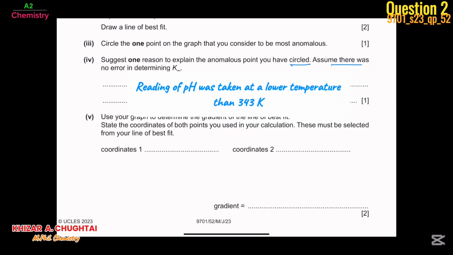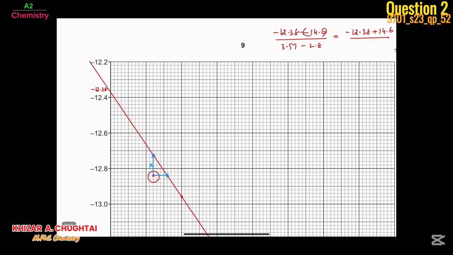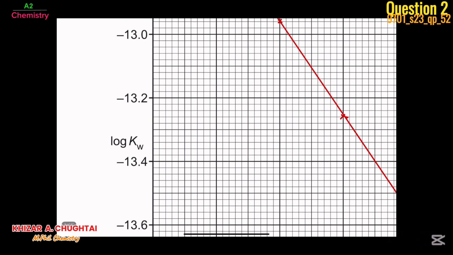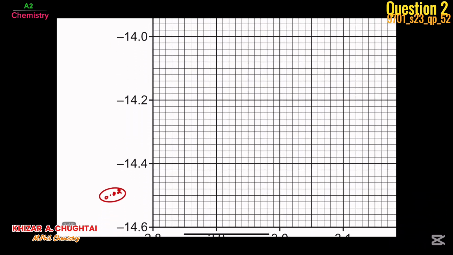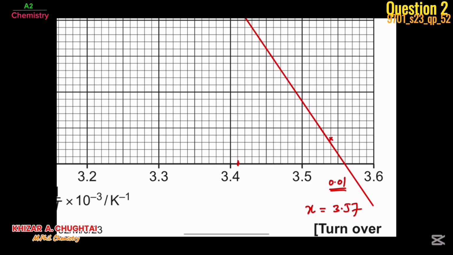Part 5. Use your graph to determine the gradient of the line of best fit. State the coordinates of both points you used in your calculation. These must be selected from your line of best fit, coordinate 1 and coordinate 2. So coordinate 1, I mean, there are two coordinates on this line, on this section. Here, one coordinate is minus 12.38, and the other one is minus 14.6. That is over here.